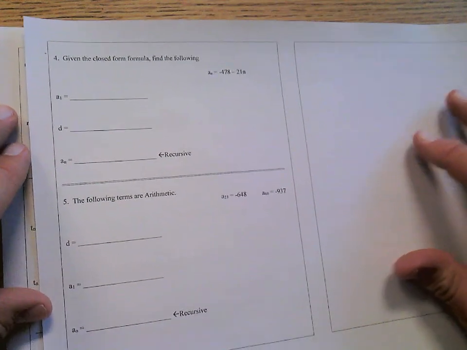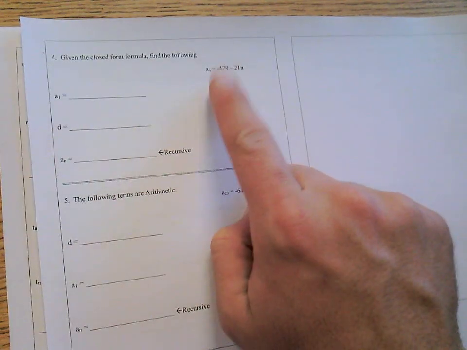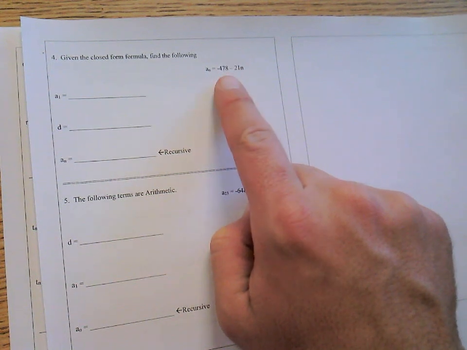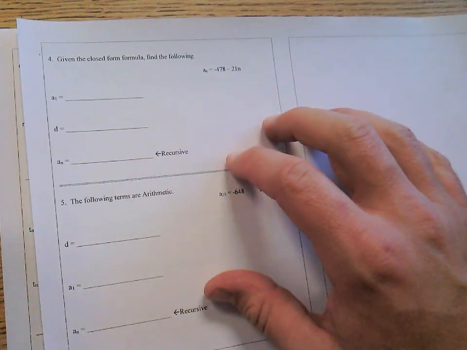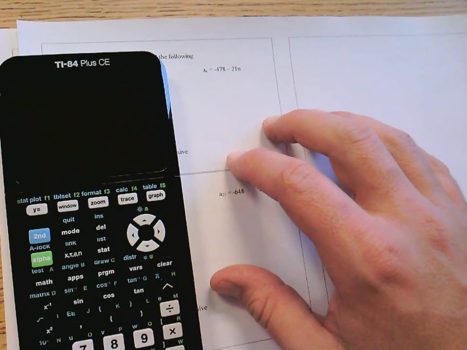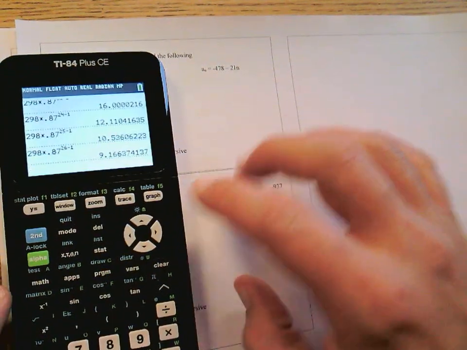We are on this guy right here. Given the closed form formula, find the following. I'm still having people screw this up. Now, what I did was, again, I got my calculator. Let me turn it on. There it is.